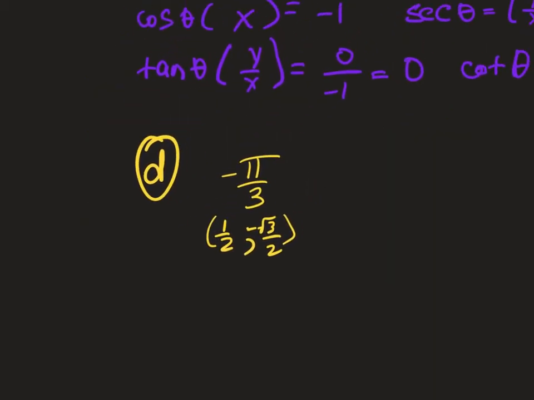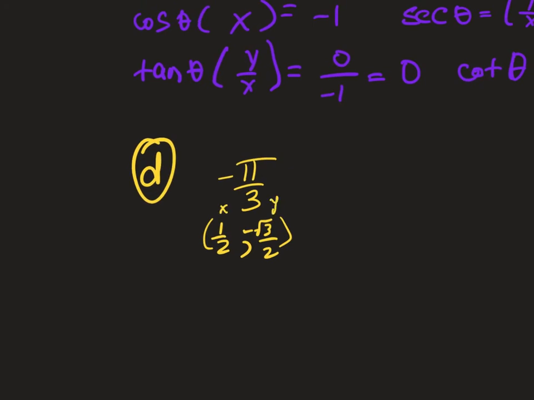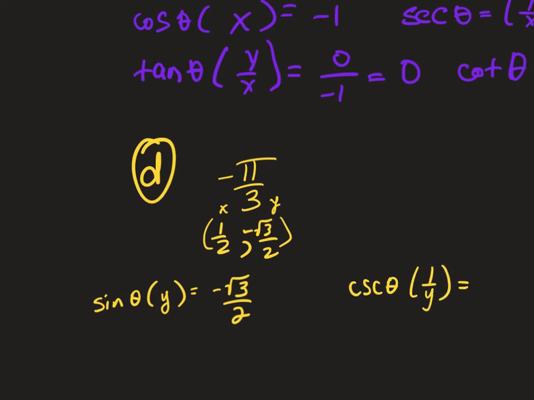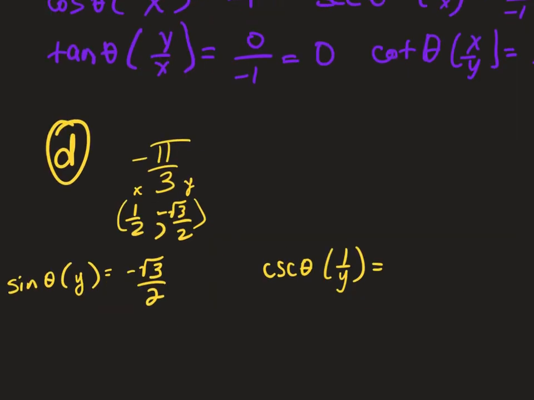So remind yourself, my x value is 1/2, my y value is negative root 3 over 2. So I say the sine of theta. Remind me again what sine is? It's y. What's the sine of negative pi over 3? Negative root 3 over 2. Good. So now I'm going to do the reciprocal, which would be cosecant of theta. It's 1 over y, which would be what? Just flip it. Negative 2 over root 3.